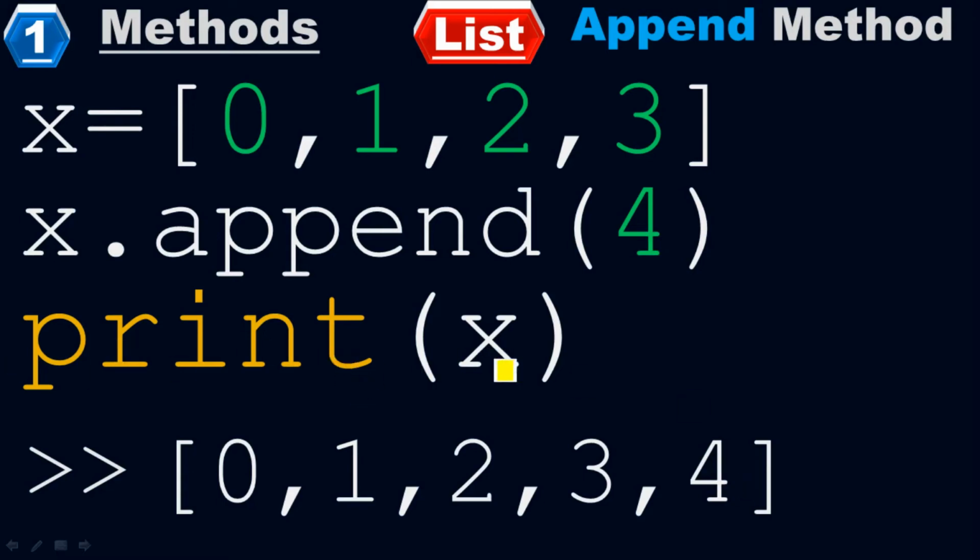Then check the print of X. Call the X variable with the print function. The final output will be printed here with an extra element which is 4.